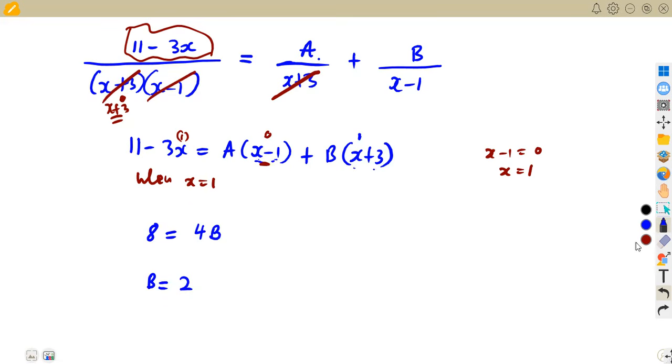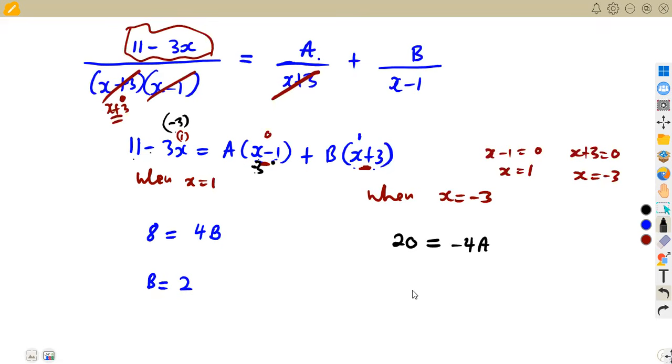With the same concept we are going to use this bracket. If we let x plus 3 equal to 0, x will be minus 3. So when x is minus 3, this bracket is going to give us a 0. Here we substitute minus 3: 11 minus 3 times minus 3 is going to give us a 20, equal to minus 3 minus 1, which is minus 4a. Divide by negative 4, we obtain the value of a, which is negative 5.